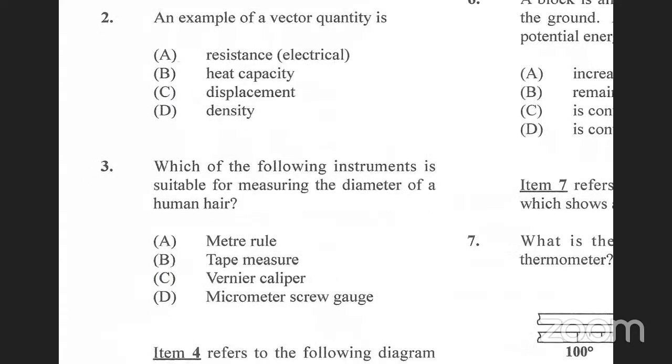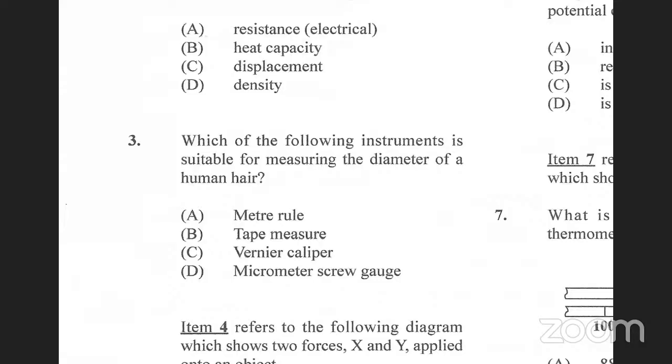Right, next one, which of the following instruments is for measuring diameter? Well, we can't use the top three, we're using the micrometer screw gauge.